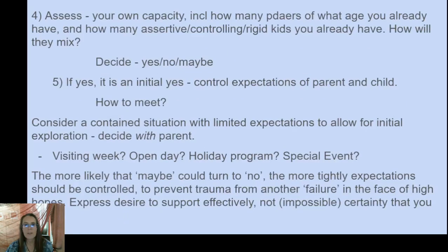Then we need to assess our own capacity. And this is also important. How many PDAs of what age do we already have? And how many kids who are likely to clash with PDA? Kids who are very assertive, very controlling, very rigid. Are they likely to be overlapping? How will they mix? And then we need to maybe decide on the yes, the no, the maybe.